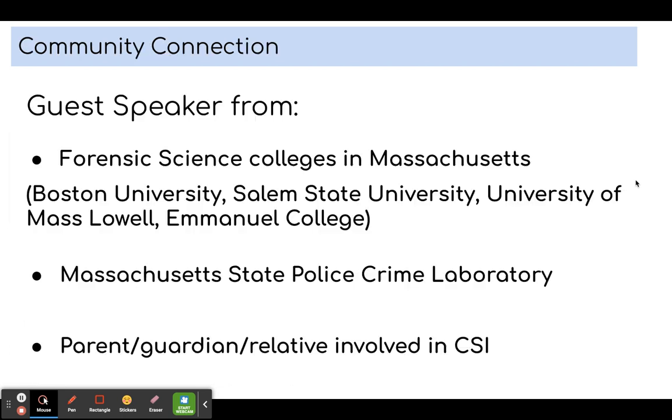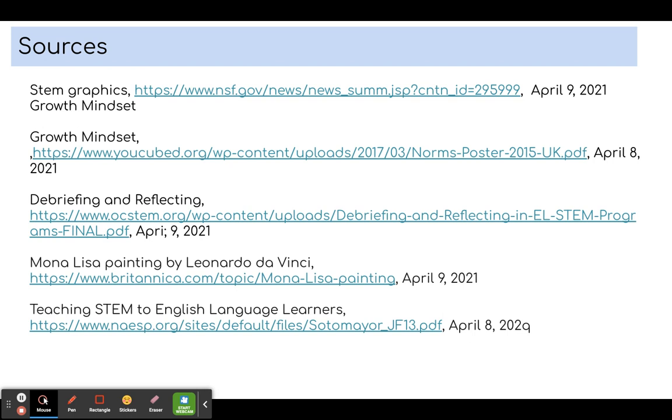And then finally, the community connection would be a guest speaker. It could be somebody from a forensics college in the area, the State Police Crime Laboratory, and every once in a while you get lucky and somebody in class or a member of the faculty has somebody they know that's involved in CSI that would be happy to come in and speak to the students. And then finally, here are my resources.